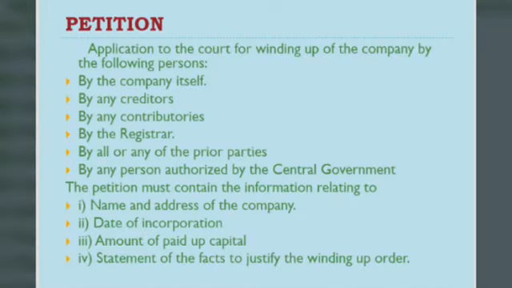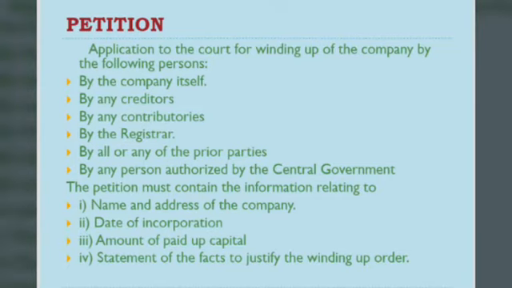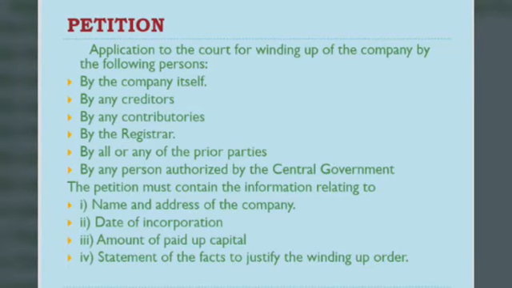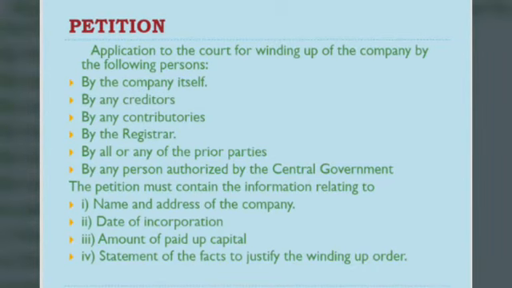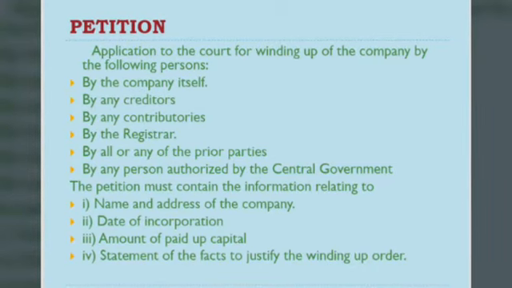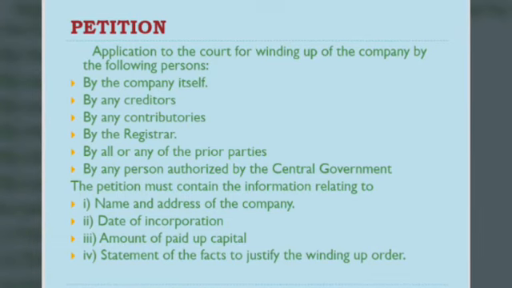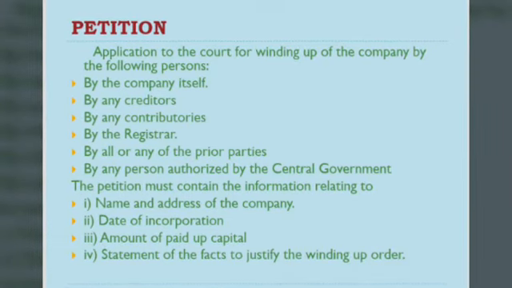The next aspect in winding up is the petition. A petition is an application to the court for winding up of the company by the following persons. Who are the persons eligible to apply for winding up? First one is by the company itself. Number 2, by any creditors of the company. Number 3, by any contributories of the company.